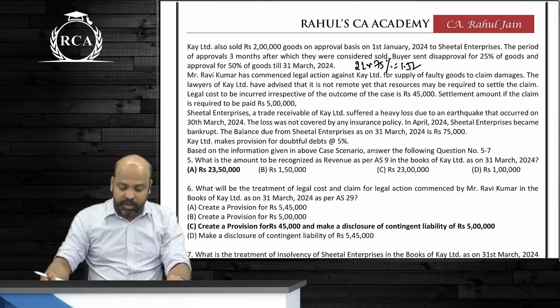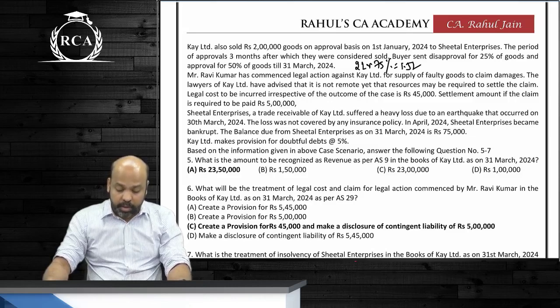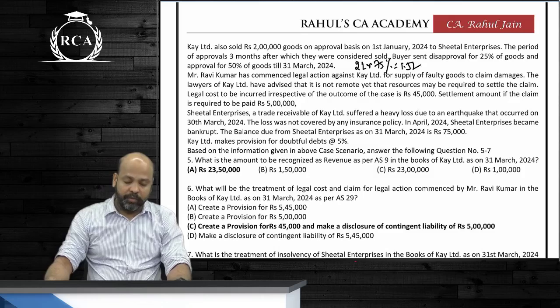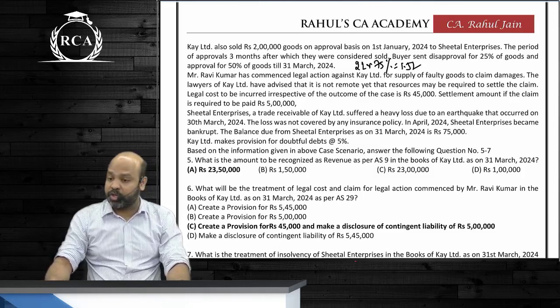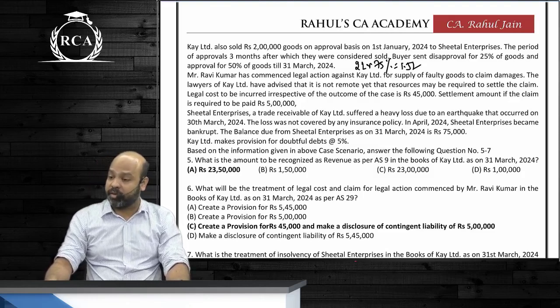Sheetal Enterprises, a trade receivable of K Limited, suffered heavy loss due to an earthquake that occurred on 30th March. Loss occurred beta on which date? 30th March. ठीक है. The loss was not covered by any insurance policy. In April 2024, Sheetal Enterprises became bankrupt. The amount due beta was 75,000. Because the event, beta, sorry, before the condition existed as on the balance sheet date, as such, guys, what will you do beta here? It will be considered as adjusting event.